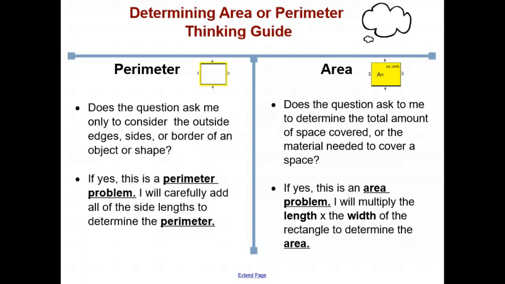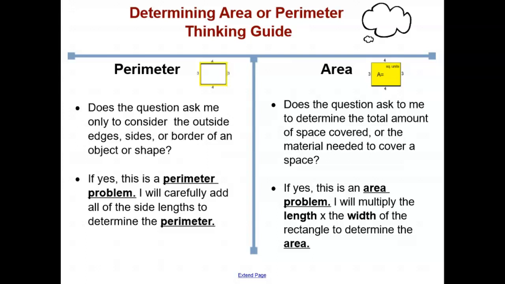Boys and girls, this vocabulary sheet is actually included in this lesson, so make sure you pull it up or open to this page in your packet. This is our determining area or perimeter thinking guide. Boys and girls, when I read a problem and I'm trying to determine whether or not it's an area problem or a perimeter problem, I ask myself these questions, and this helps me be really successful in determining the problem type and solving the problem.